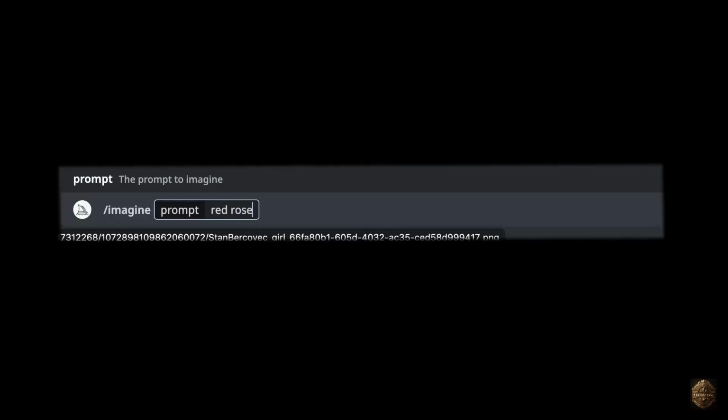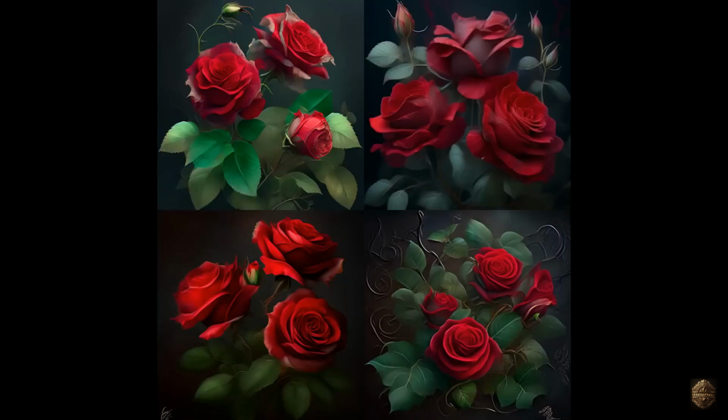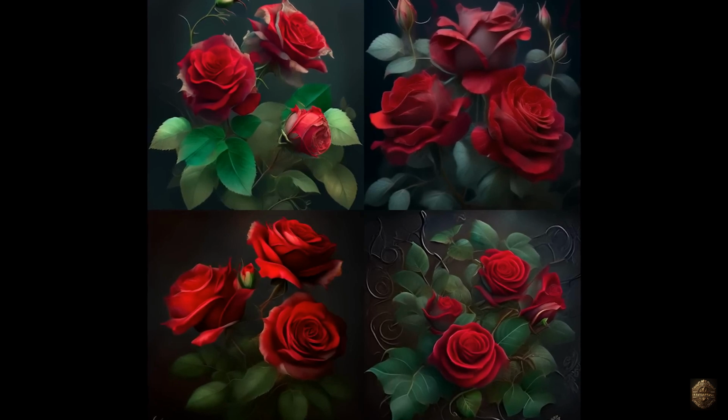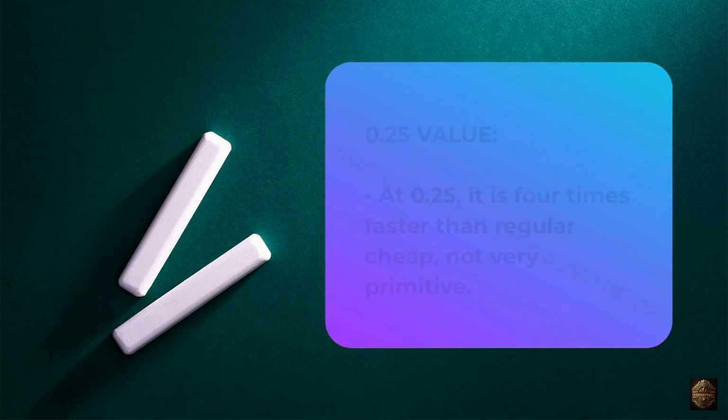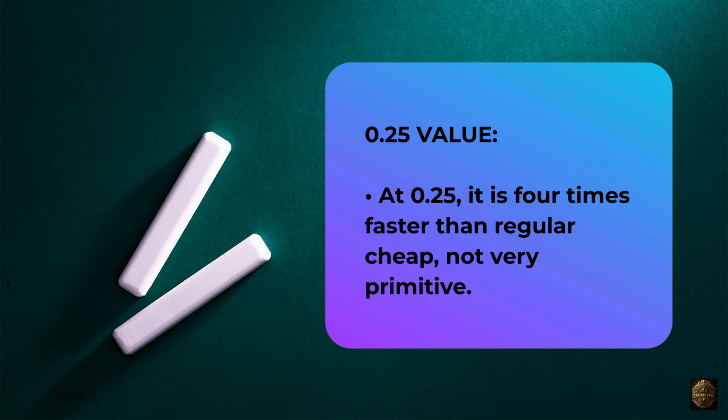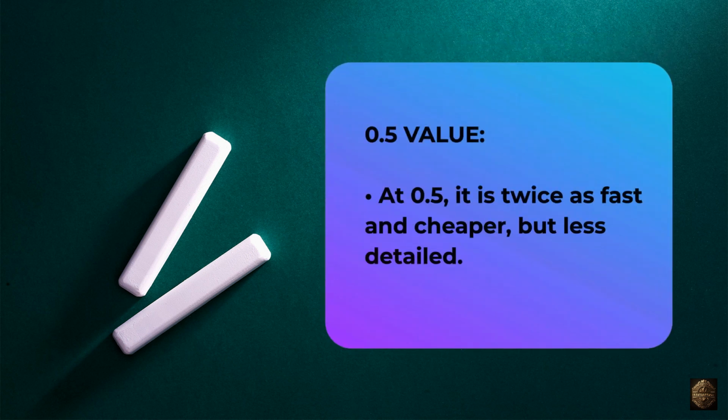Quality. The parameter --quality or --q allows you to control how much GPU time you use. /imagine prompt red roses --q 25. When it comes to cost and image detail, lower values will reduce cost and image detail, while higher values will take significantly longer. At 0.25, it is 4 times faster than regular and cheap, but not very primitive. At 0.5, it is twice as fast and cheaper, but less detailed.